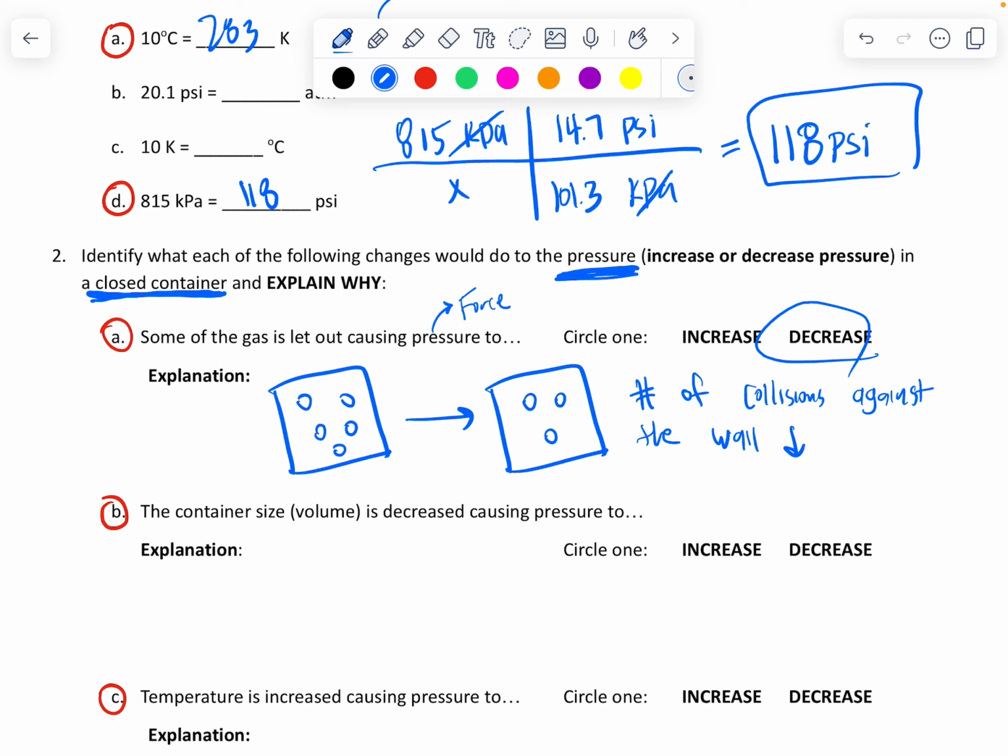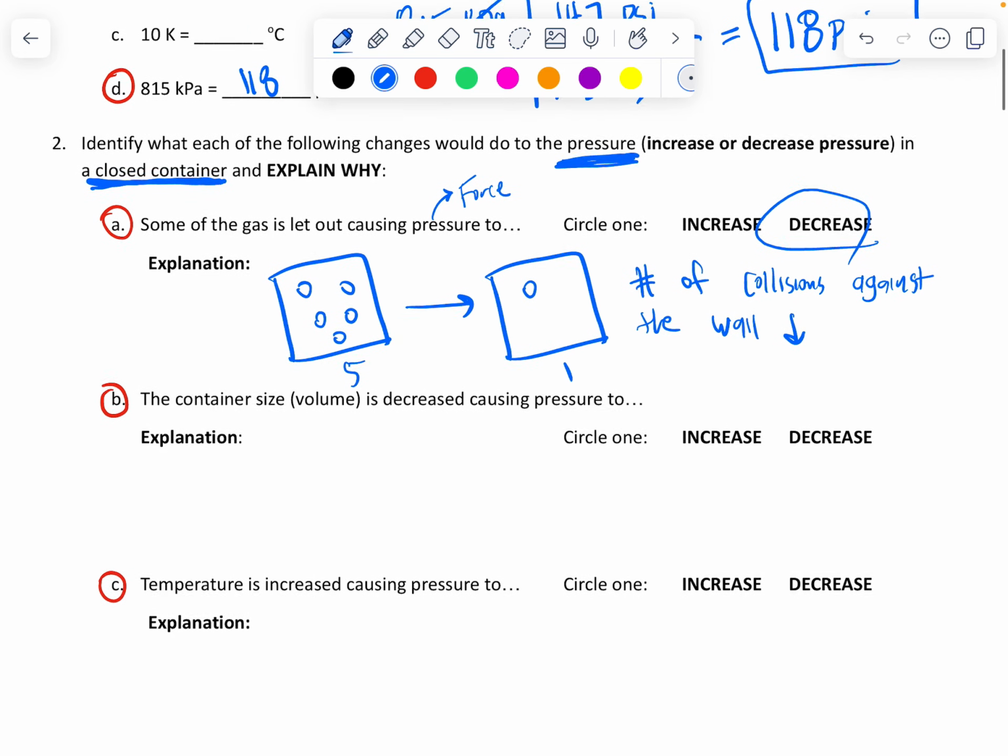To make things a little more obvious, why don't I go ahead and delete 2 more and say, you know what? I went from 5 particles to 1 particle. Obviously, 5 particles are going to hit the walls a lot more frequently, causing pressure to go up, right? But versus 1 gas particle, it's not going to hit as many times, right? That is why the pressure must go down. Okay? All right, let's move on.